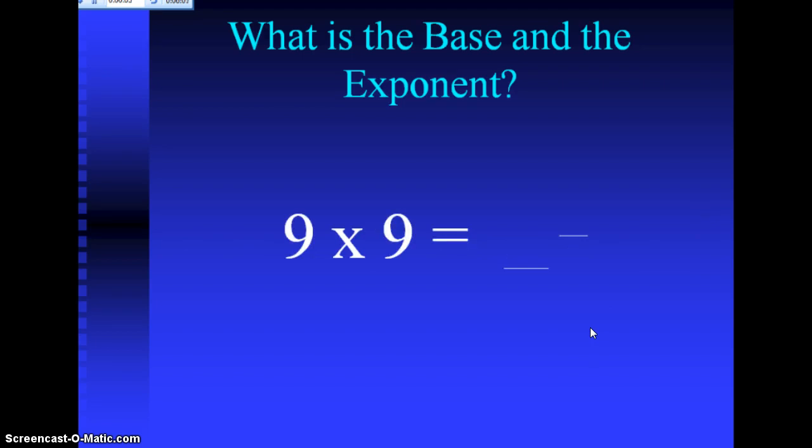Let's try another. Hopefully you said 9 squared, or 9 to the 2nd power. Again, 9 is our base number. It's the most important, so it's the biggest number here. And then it appears 1, 2 times, so that is our exponent.